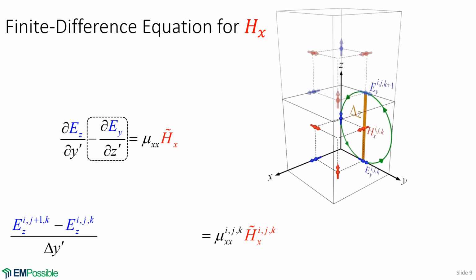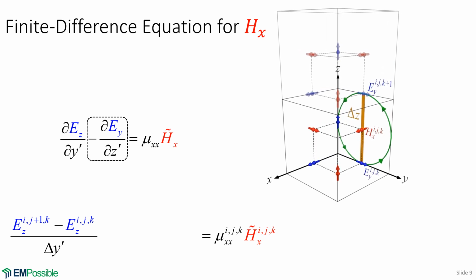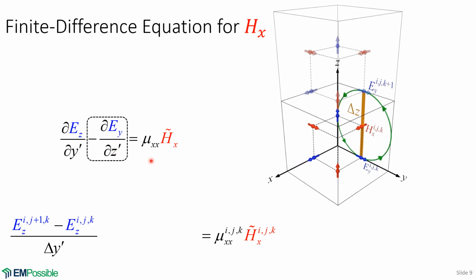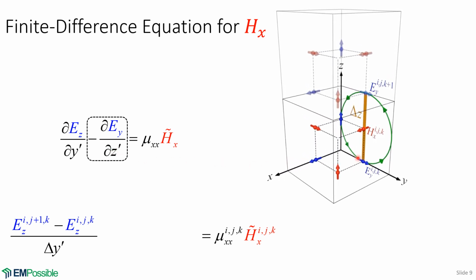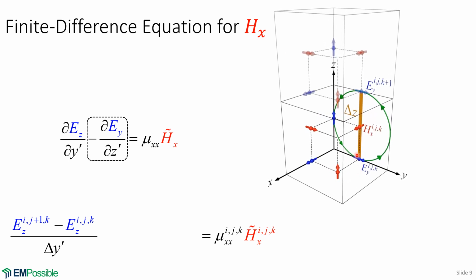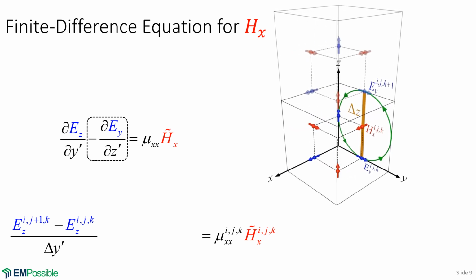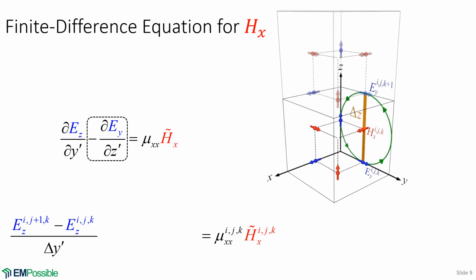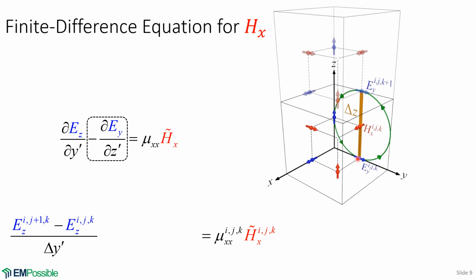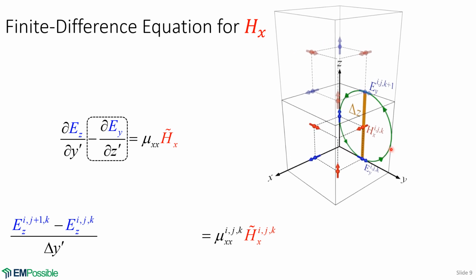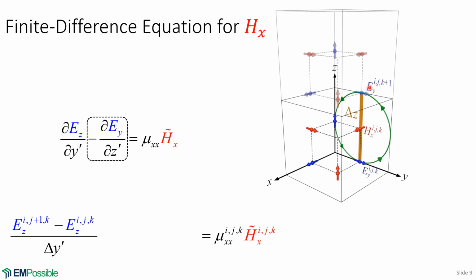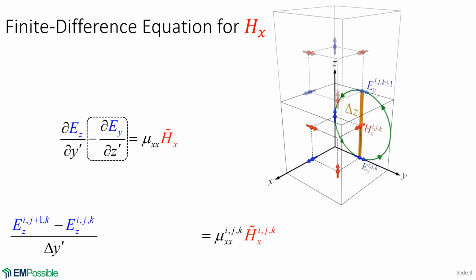Now on to the second partial derivative. It's the partial derivative of EY with respect to z. So we come over to our Yee cell, we find EY, and we want the derivative in the z direction using a central finite difference. Well, if we want that central finite difference to be defined where hx exists, we need to utilize an electric field from the other side of the magnetic field, and so we are looking for EY in the next cell up in the z direction.